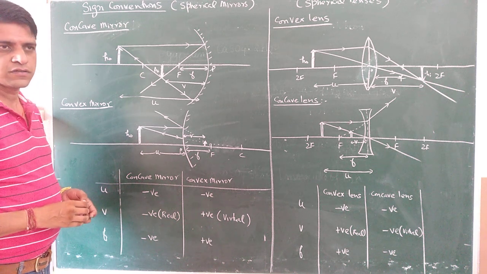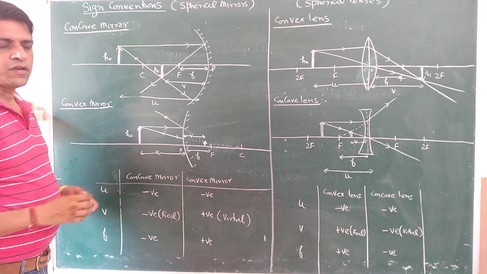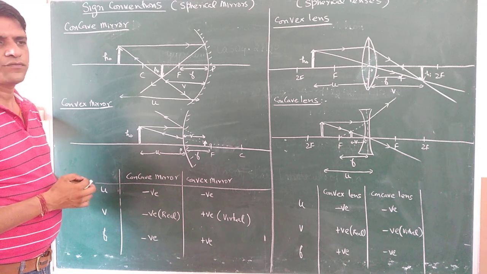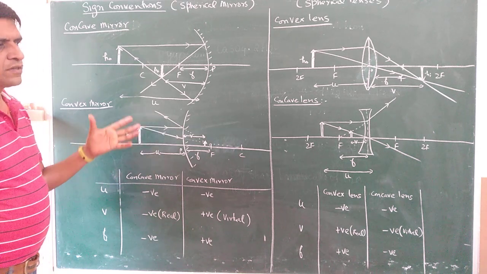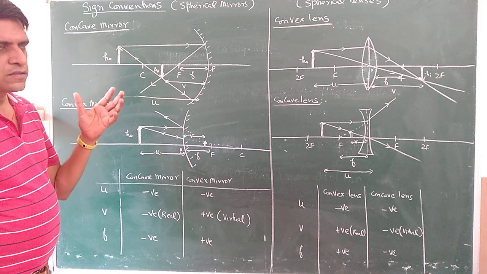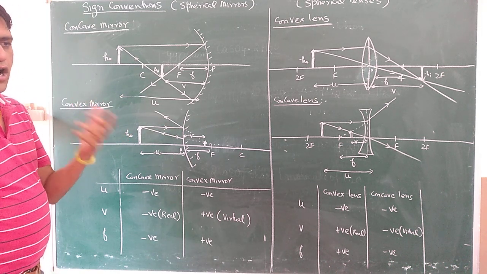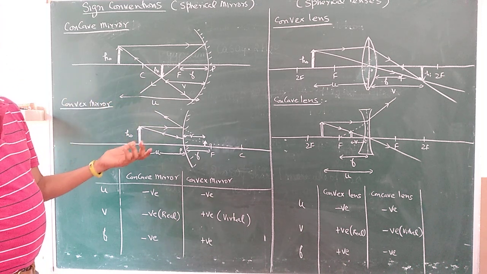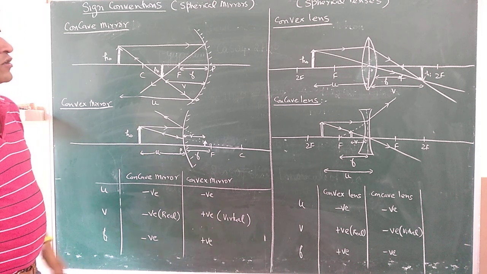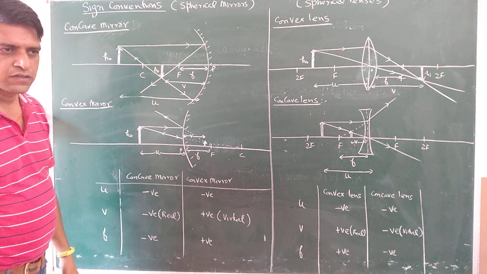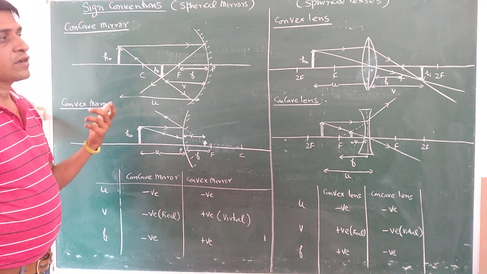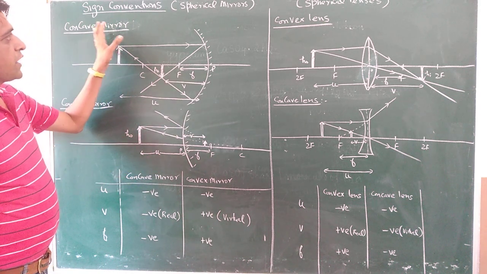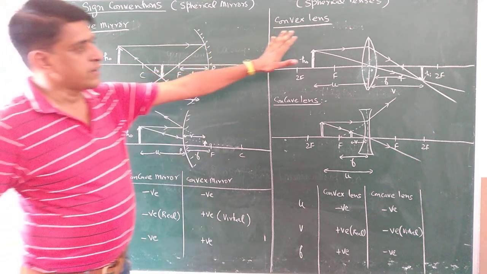Lenses and spherical mirrors. We should move to the numericals. But before solving the numericals, we have to understand whether you will give the positive or negative sign, how you will give positive and negative sign to object distance, image distance and focal length, and all this is included in the sign conventions. These are the rules for giving positive and negative signs to these different lengths. Now, sign conventions we will cover for spherical mirrors and spherical lenses.